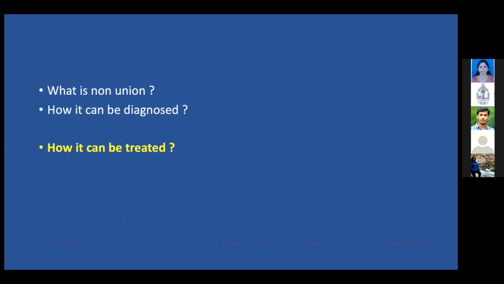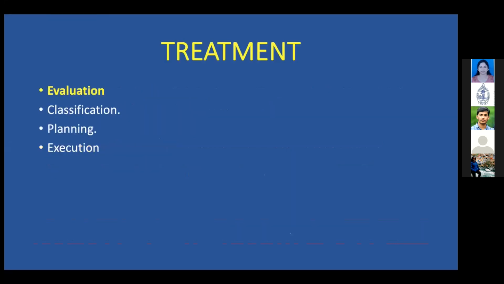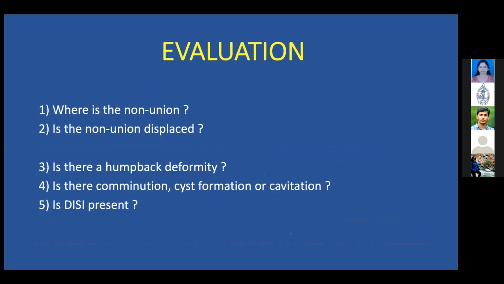So next is how it can be treated. Treatment we can divide into 4. One is evaluation, second is classification, next is planning, and the last is execution. So evaluation, we have 9 points.